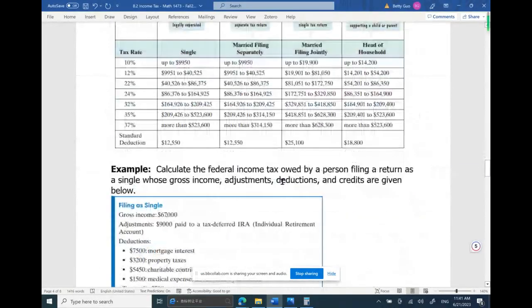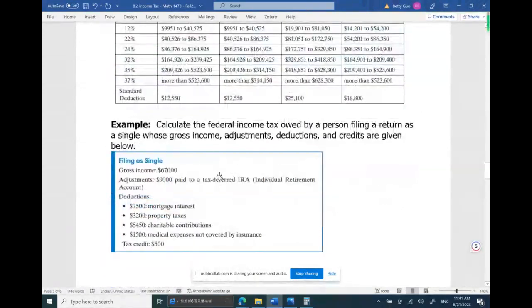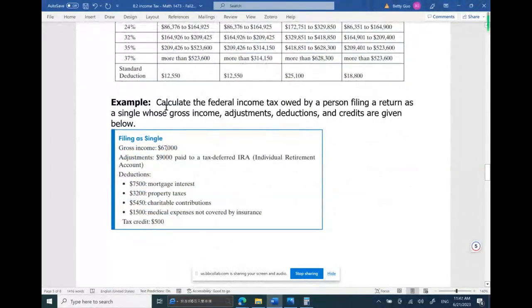So let's look at this table. As you can see, we have 4 filing statuses. On the bottom of the table, you have the standard deduction. Exemptions, like years ago, we don't have an exemption anymore. Only deduction. They cancelled the exemption. And let's find an example to practice.